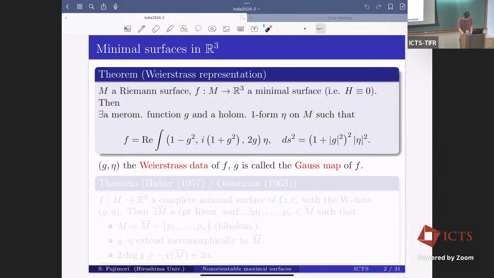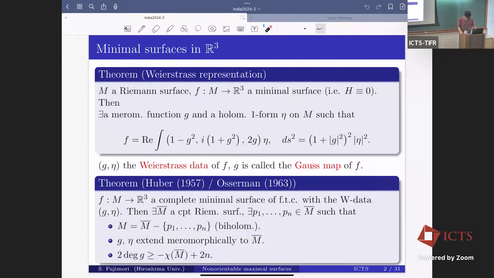Also, this meromorphic function G is actually the composition of the unit normal vector field and the stereographic projection. So this G is called the Gauss map of F. So the Gauss map is a meromorphic function.